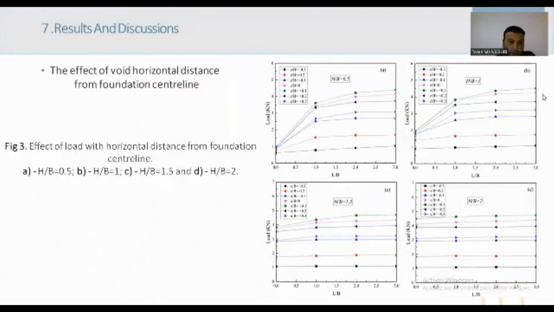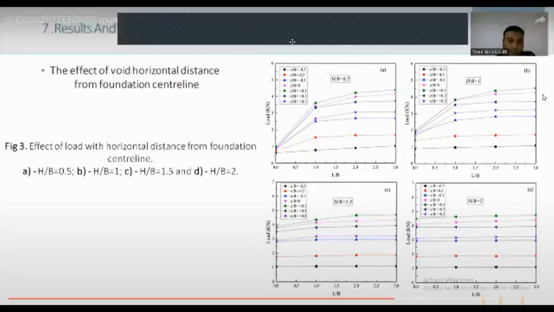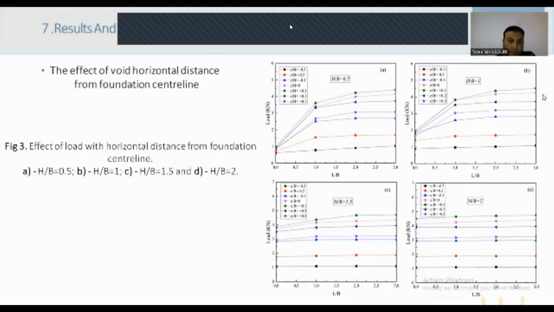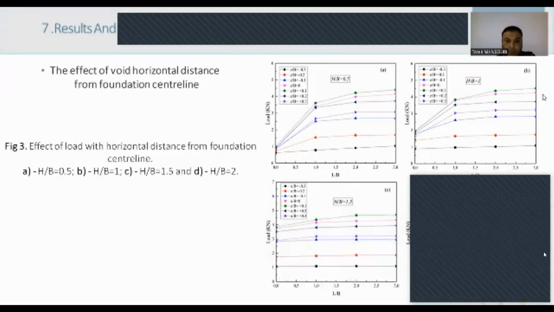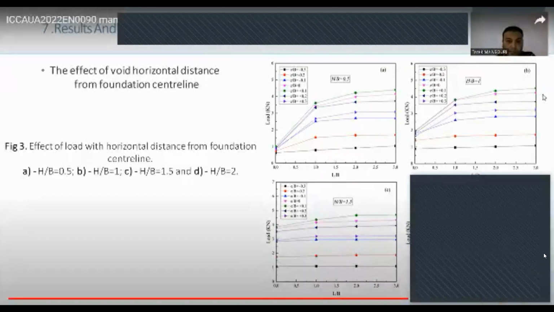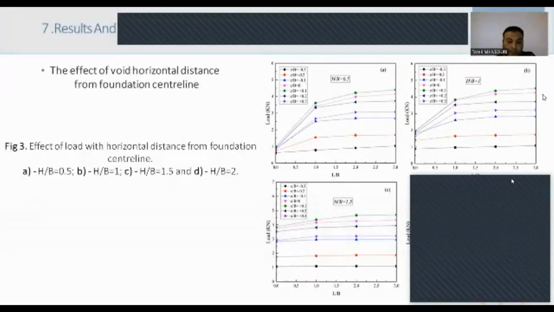Thirdly, the effect of void horizontal distance from the foundation centerline. The results show that at L/B equals 2 and 3, the effect of the void on the bearing capacity of a foundation under eccentric loads is null, and the behavior of the footing is similar to that of a no void foundation. For H/B equals 0.5 and 1, the influence of the eccentricities on the bearing capacity was nearly negligible as the void moved closer to the base of the footing. For the other void depths, it can be observed that the curves converge towards the case without a void.